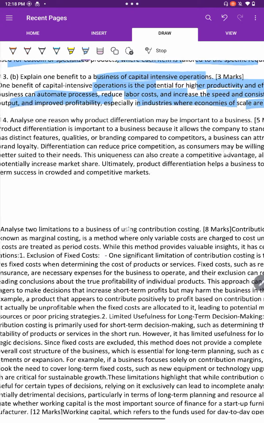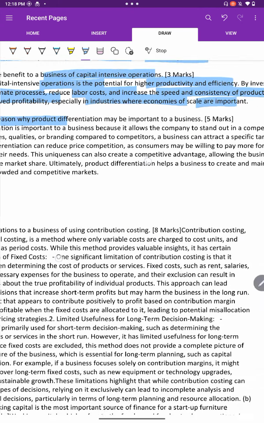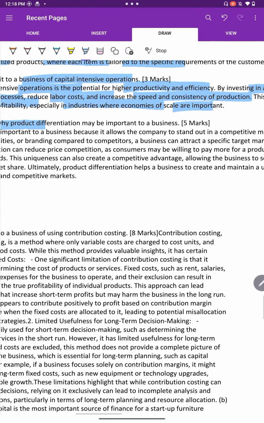Okay. Last question is for 4 mark, 5 mark. Analyze one reason why product differentiation may be important to a business.